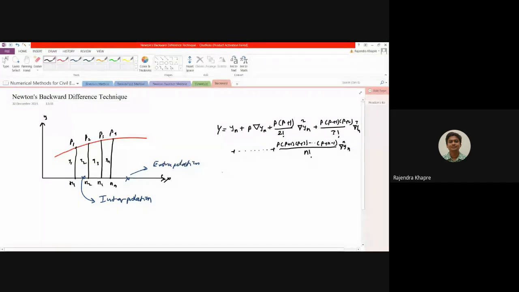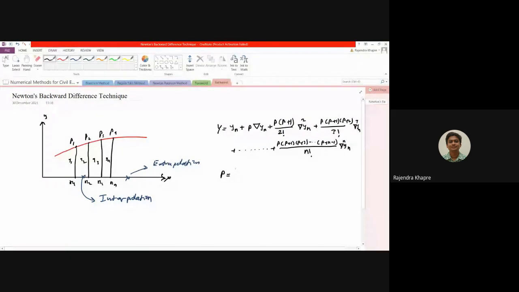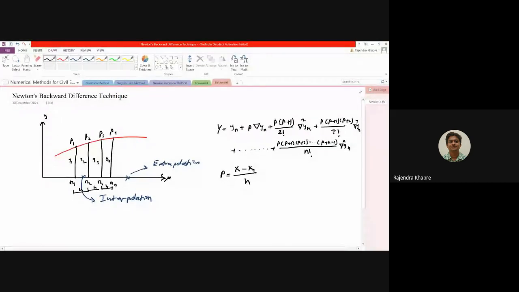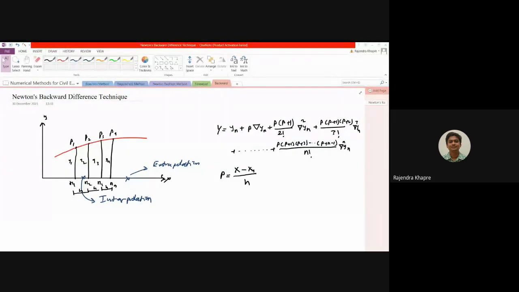Here the p value is slightly different. The p value here is x minus xn, that is the last value, divided by h. So h remains the same. h is nothing but the difference between two consecutive values of x. So this distance is nothing but your h. From here to here this is h, and h will be constant. So I hope this is clear to everybody. Okay? Yes, sir. Exactly similar. There are some minor changes in the equations.